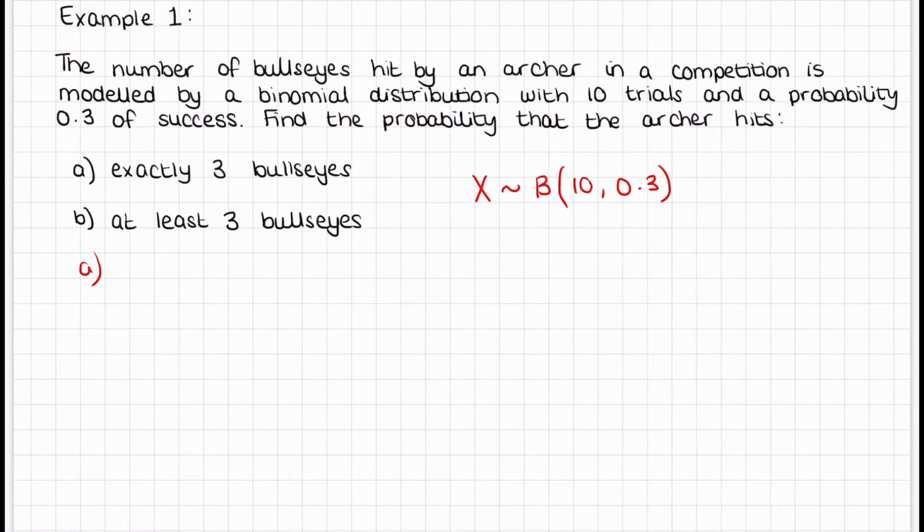Exactly 3 bullseyes. Now, when we go to our calculator and we look at binomials, you will see that often you are given a binomial PDF and a binomial CDF. Now, PDF we use for exact amount of whatever we're looking at. I'm going to put the notation here that you'll see in your calculator. I'm going to be doing it on the TI Inspire. And we always have our number of trials first, which is 10, the probability of success, which is 0.3, and the exact amount we want. I'm going to go to the calculator now and show you how to put this in.